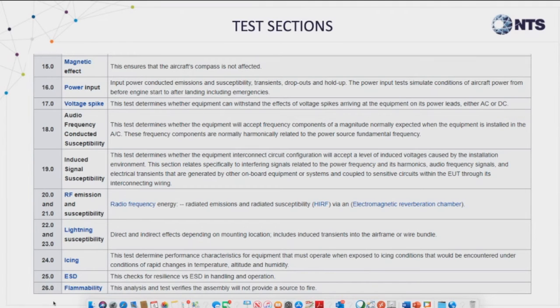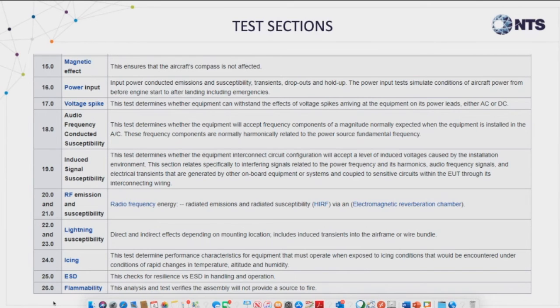Does it cause communication issues within your system? And then again, there's an electric field and magnetic field that we induce into the actual chassis of the article to show that it can handle those environments as well. And then the backbone of the DO-160 gets into what they call the emissions and susceptibility, which are key components to the DO-160, and lightning as well.